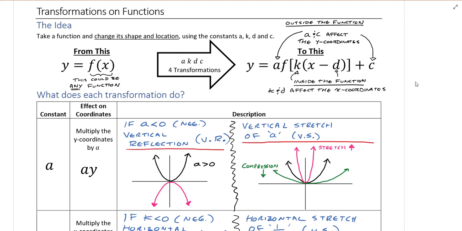Now we're going to talk about transformations on functions. This is something we're going to spread out over a few videos and topics in class. But let's start with just the four basic transformations. Now we're going to save why these transformations do what they do to a later video.